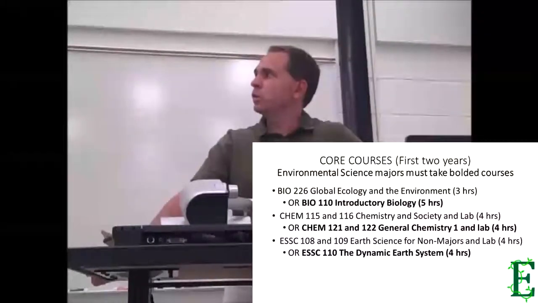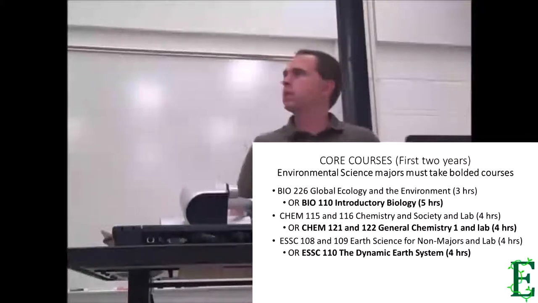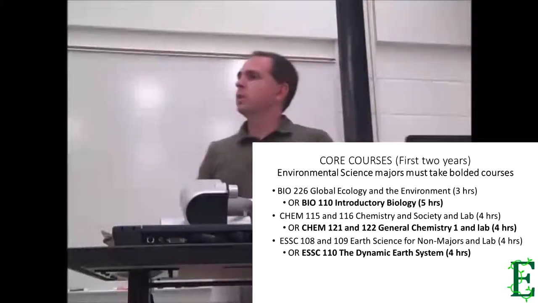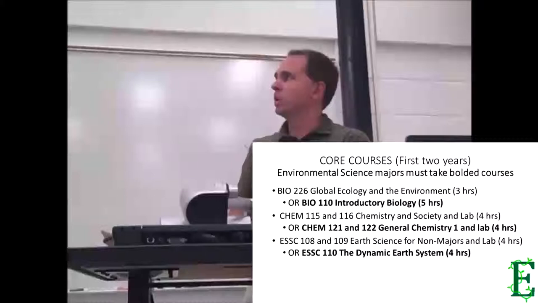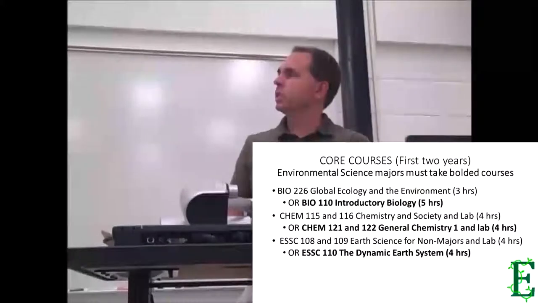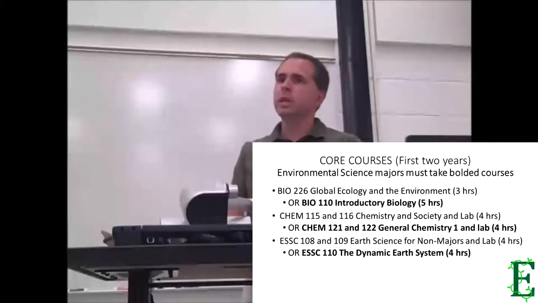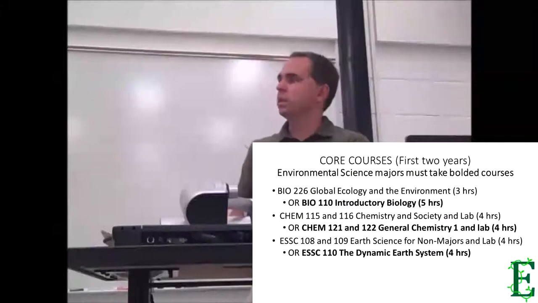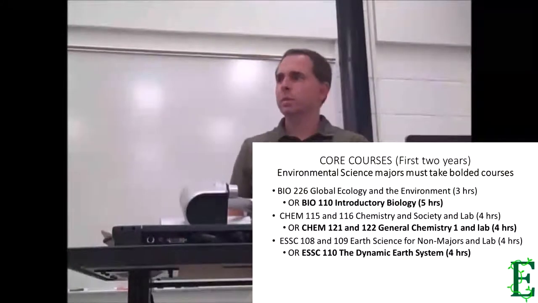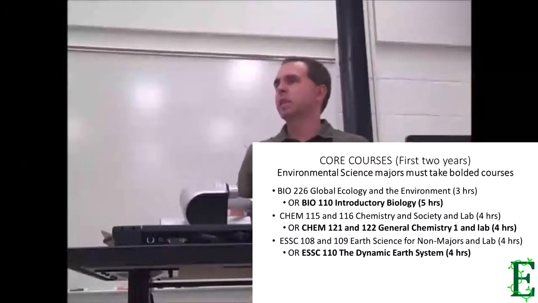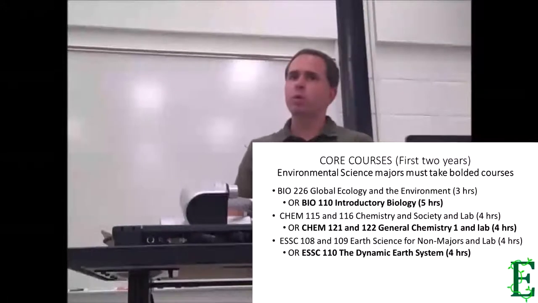And then there's the chemistry course. We have one for non-science majors, that's Chem 115 and 116. And then the one for the science majors is 121 and 122. And then earth science, we have 108 and 109 for non-science majors. And then 110 is the course for science majors. Again, if you're in environment and society, you have a choice. You can take one or the other.